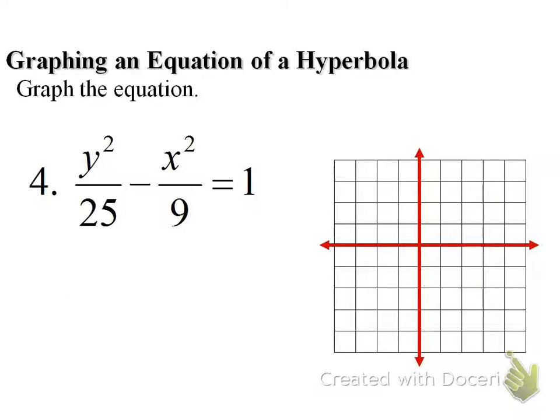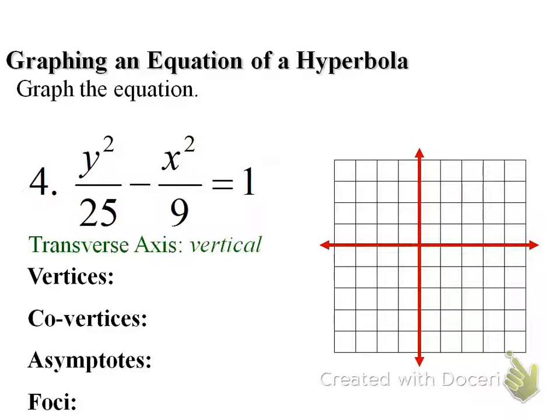All right, this is actually our last graph. Then we're going to look at some equations. Which way will this one be? Vertical, good. It is vertical because the y squared term is first. Look under that term to tell you how far in each direction you're going to go. So we are going vertically, and we are going up and down 5 units.